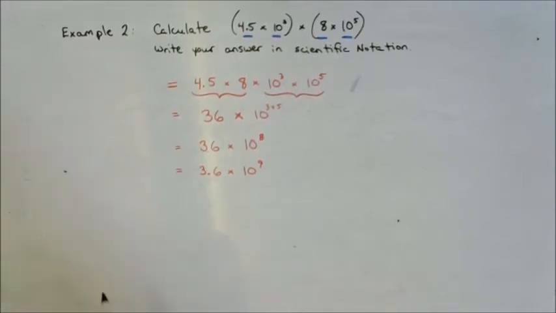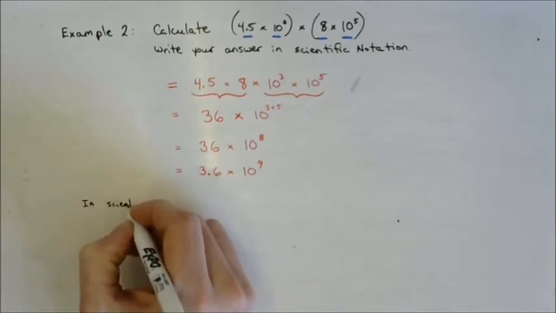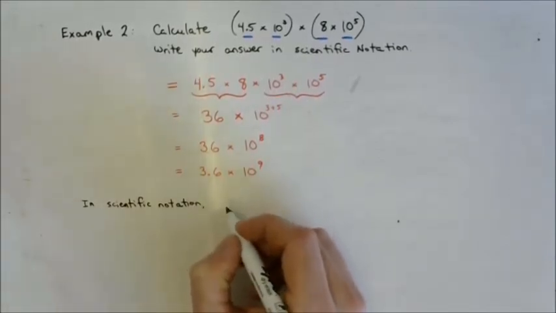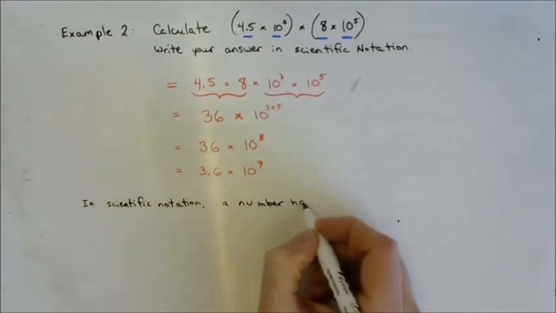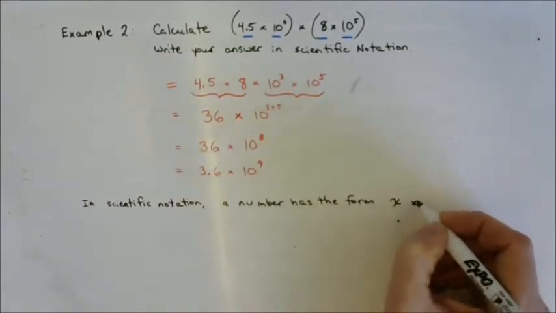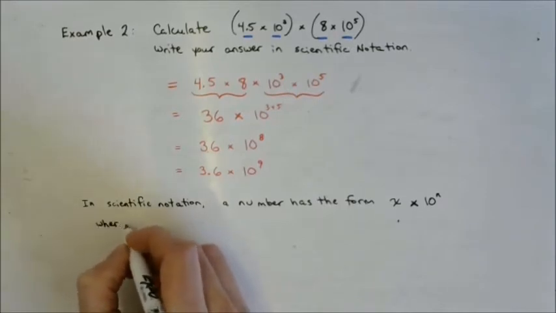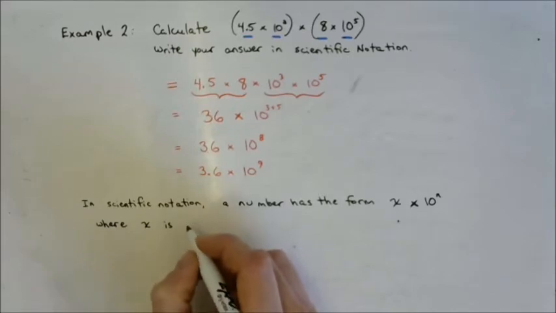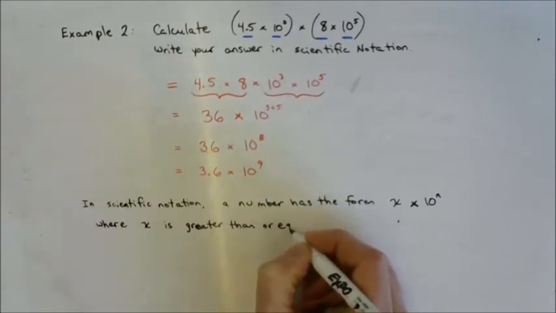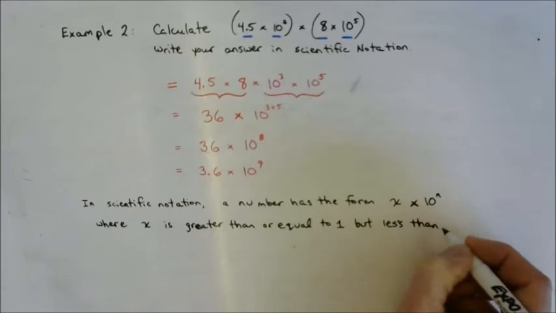Just a quick note at the very bottom, hopefully you have a little bit of space for a definition on scientific notation. In scientific notation, a number has the form x times 10 to the power of n, where x is greater than or equal to 1, but less than 10.